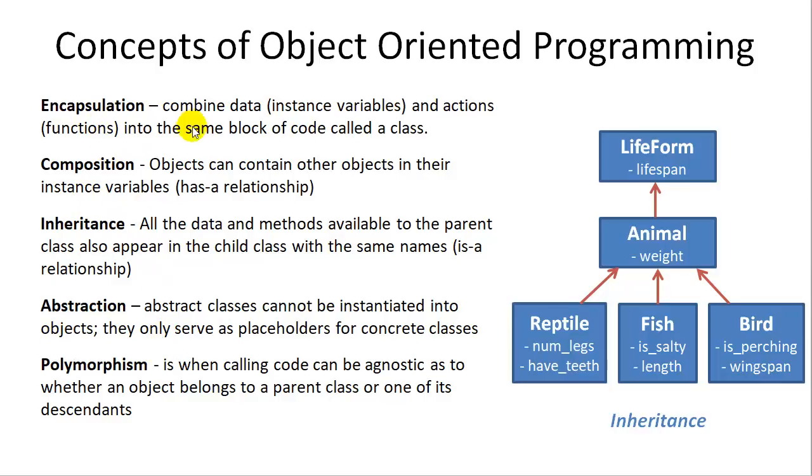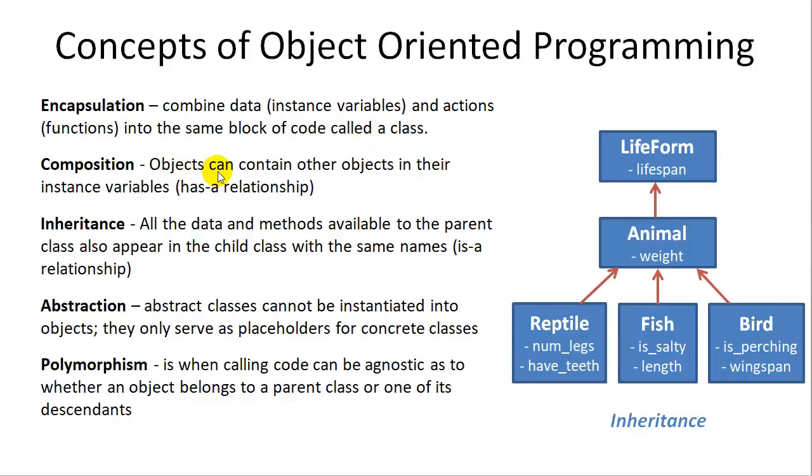So encapsulation is basically combining data and actions into the same block of code, called a class. A class is a block of code that is used to instantiate an object. Or you could think of it as a recipe that is used to bake a pie. So you follow the recipe, you can make as many pies as you want from that recipe. That's what a class is. You can make as many objects as you want from that class. So encapsulation includes all of the data and actions together in the same block of code.